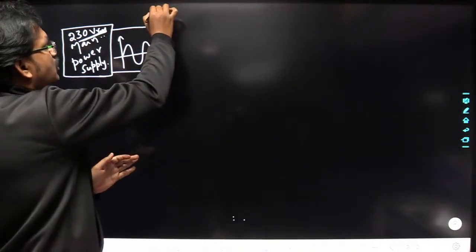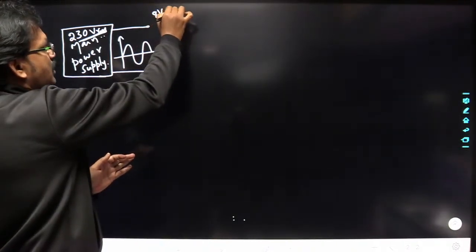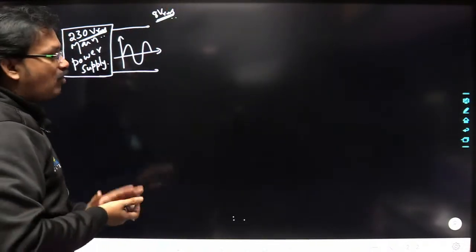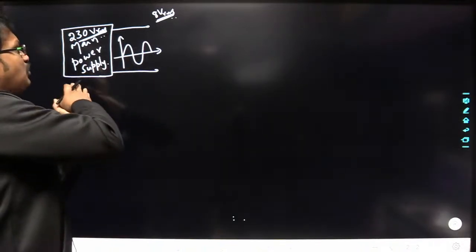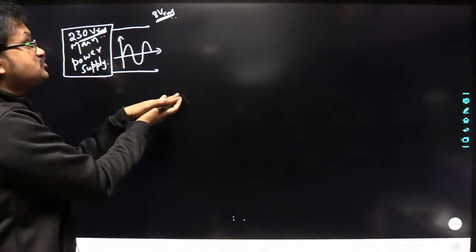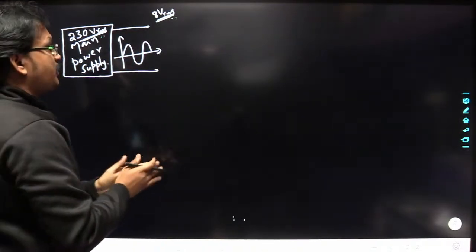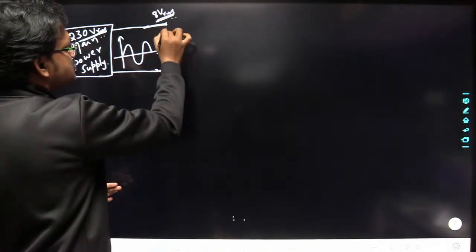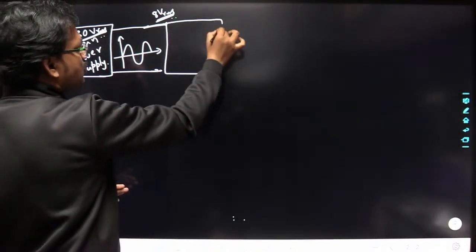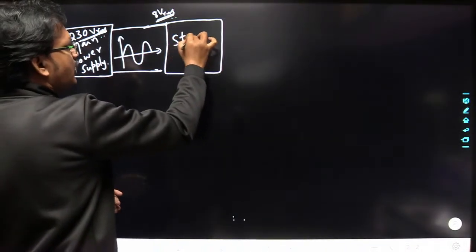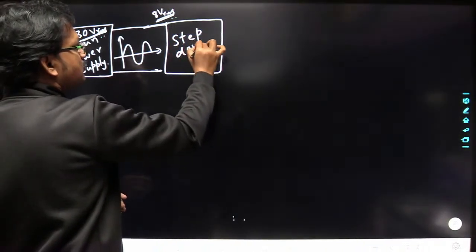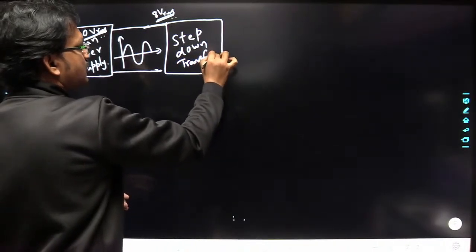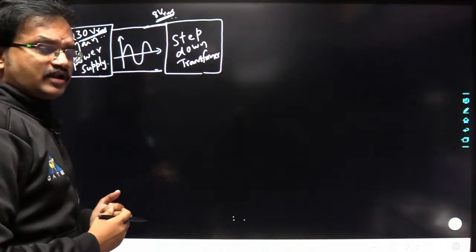Suppose I want only 8 volt RMS. I don't need the 230 volt RMS value. So what can I do here? I have to step down this voltage to 8 volt RMS. That means I have to use what here? I have to use a step down transformer, right? So in this block, first of all, I have to use a step down transformer.